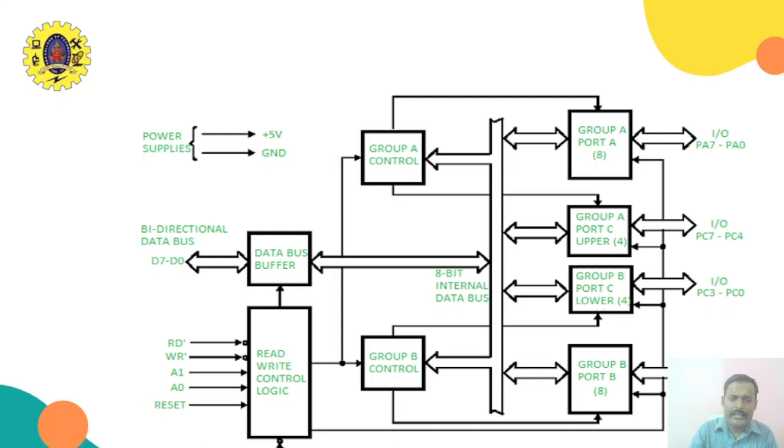The remaining address lines will be connected to the chip select to decide one address. So port A, port B and port C each have separate addresses. The control word register also has a separate address. The reset signal is also connected here.